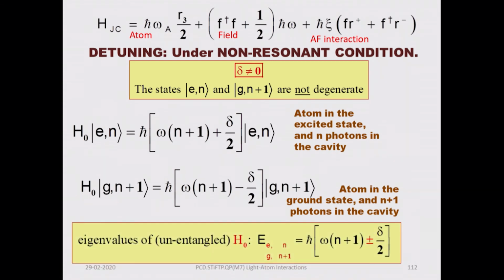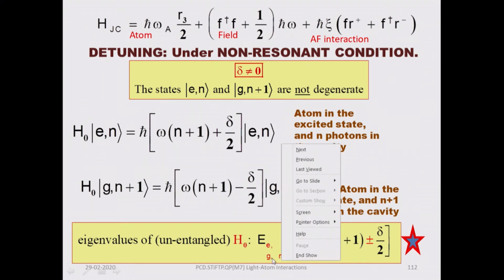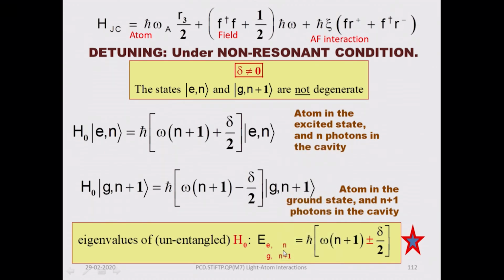So, these are the two states that we have to remember, and the energy eigenvalues I denote here with these subscripts E comma n and G comma n plus 1. So, it is either E comma n or G comma n plus 1, and those are the two factor states in which the atom radiation field can reside.